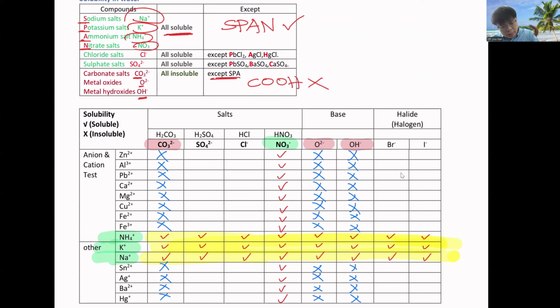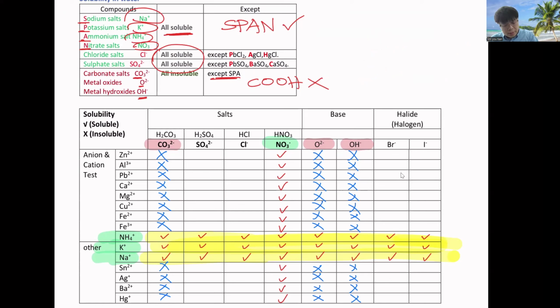Then you'll come to chloride and sulfate. Chloride and sulfate, right? All soluble except these ones: PbCl, AgCl, HgCl are not soluble. Then SO4 all soluble except PbSO4, BaSO4, CaSO4, which are not soluble.